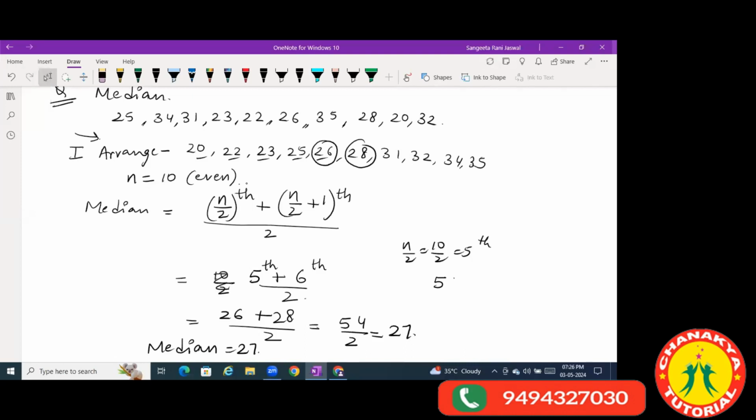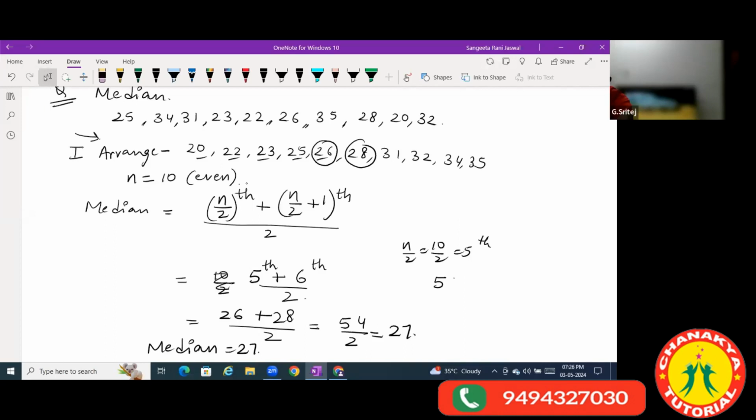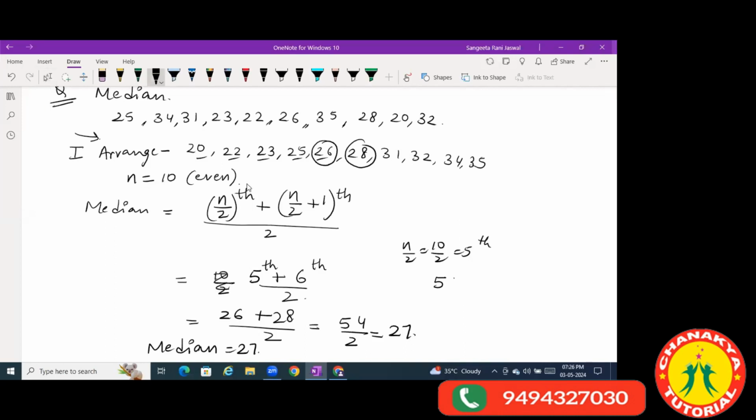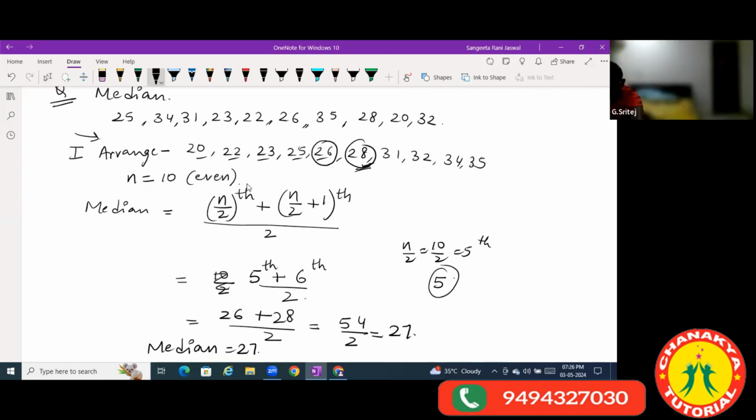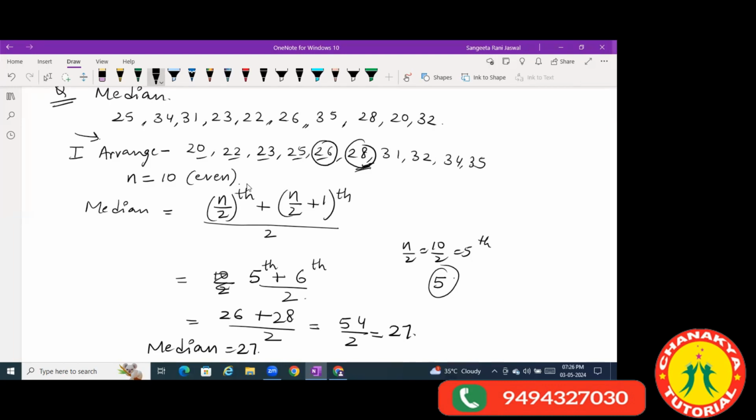Can you explain the sixth term again? How did you get the sixth term? See, n by 2th plus 1th term. N by 2th term was the 5th term, and plus 1 means the next term, that is 28. So 5th term plus 6th term by 2. This is the mean of the 5th and the 6th term. The 5th term is 26.